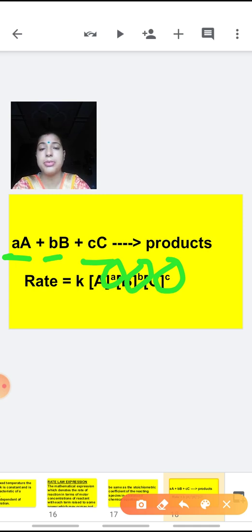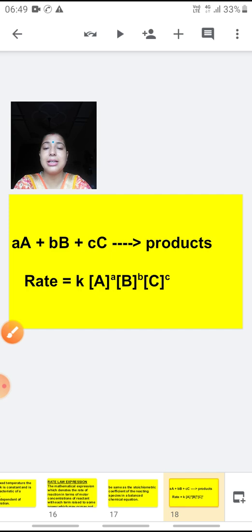Rate law expression will be: rate is equal to K into concentration of A raised to power small a, concentration of B raised to power small b, and concentration of C raised to power small c. Here I have written small a, small b and small c as the powers, the stoichiometric coefficients, but it is not always the same. In which cases it is not the same, we will discuss later on. Right now, I think you are able to understand what is rate law expression.